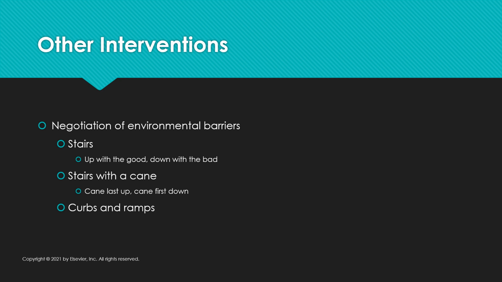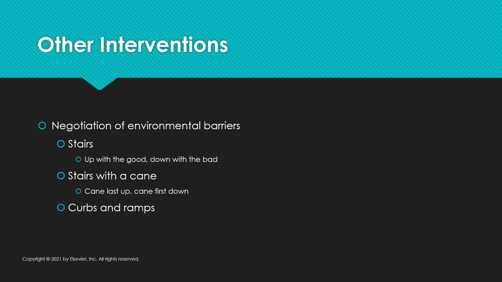So when we look at stair negotiation, we want to train up with the good, down with the bad. So we're going to go up the stairs leading with the uninvolved extremity, so that way we have that extremity lifting. And when we go down the stairs, we want to lead with the involved extremity so that the uninvolved extremity is doing the eccentric controlling as we lower down the step.